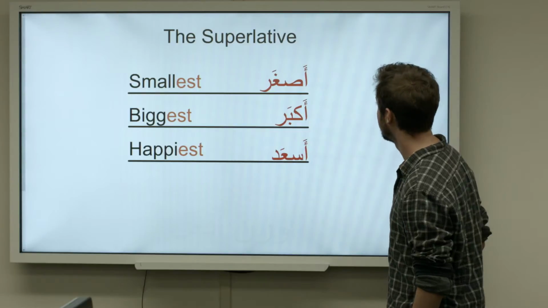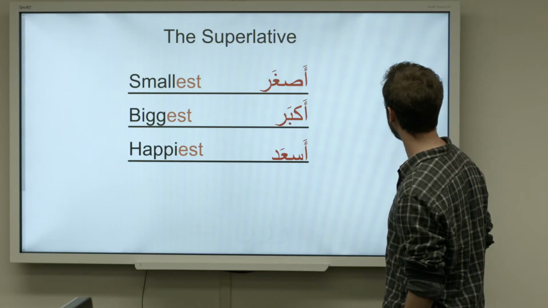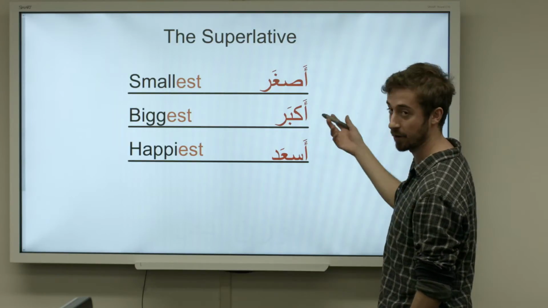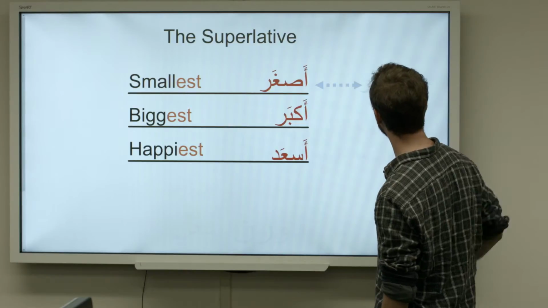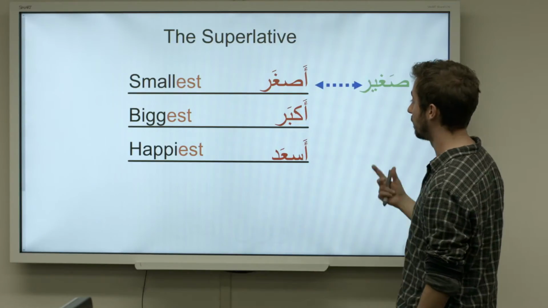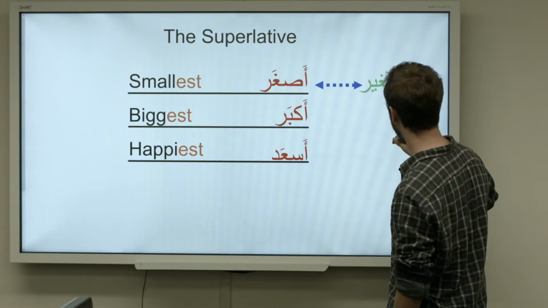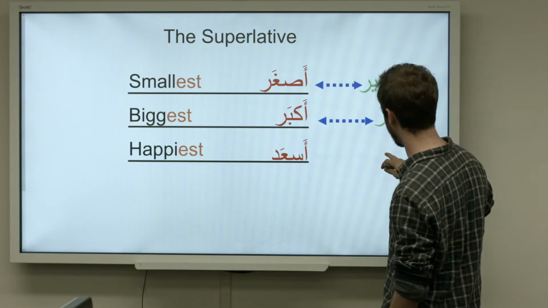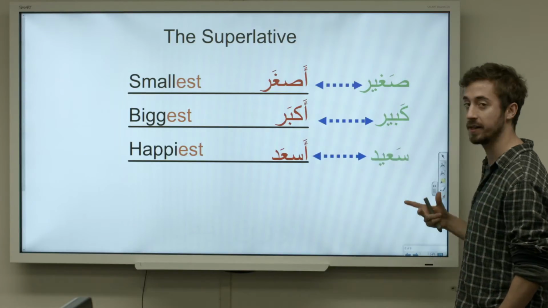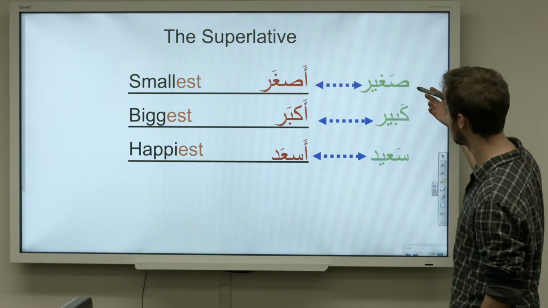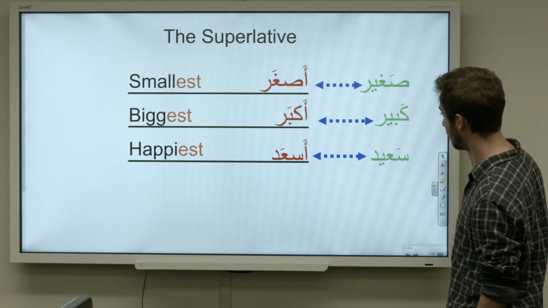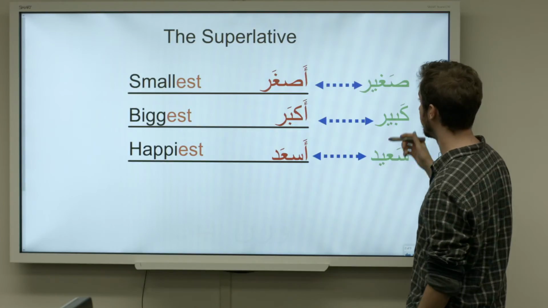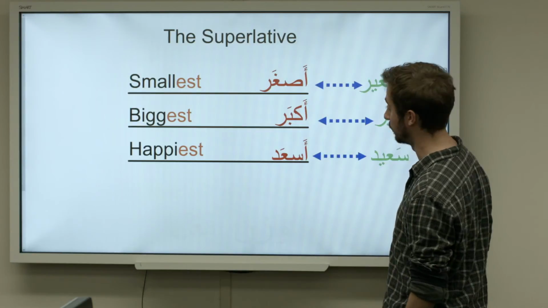One of them is that each word is very similar to an adjective that you might already know. So asghar, for example, is very, very similar to saghir. Akbar is very similar to the adjective kabir. Happiest, again, very similar to another adjective that you might know, sa'id, right? So all these adjectives are small, big, and happy, right? And so more specifically, they share the same roots as the superlatives.